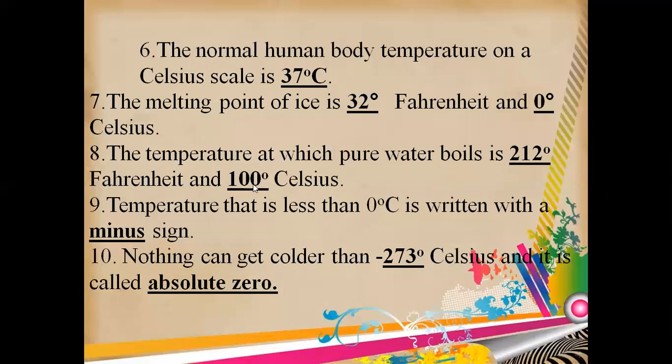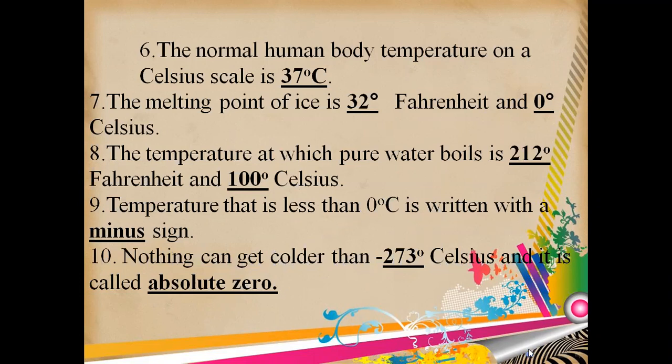212 on Fahrenheit and 100 on Celsius. Number 9, a temperature that is less than 0 degrees centigrade is written with a minus sign. Number 10, nothing can get colder than minus 273 Celsius, and it is called absolute zero.